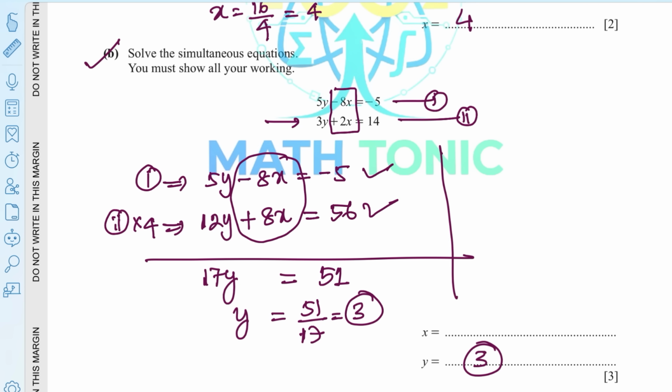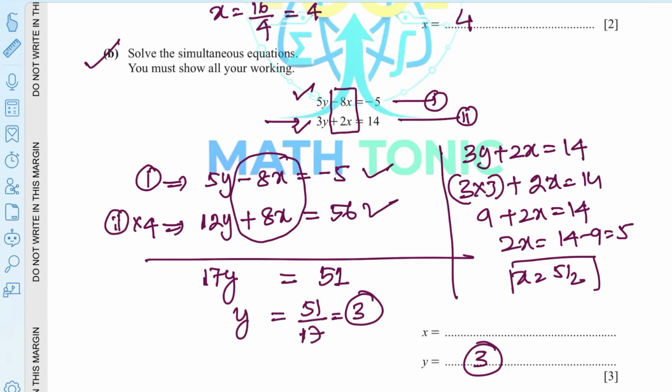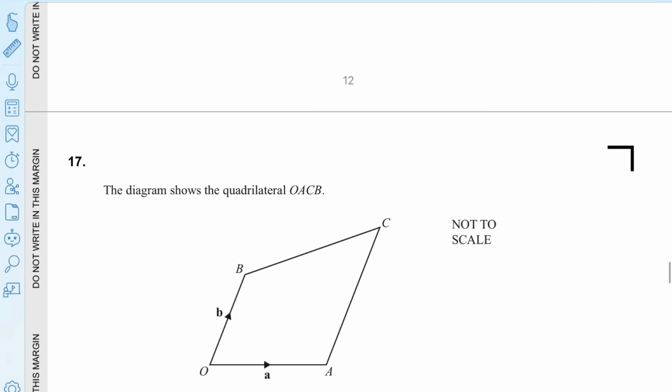So how do we find the value of x? Take any one equation of your choice. I am taking the second equation, 3y plus 2x equals 14, right? And for y we got 3, so 3 times 3 plus 2x equals 14. So 9 plus 2x equals 14. So we can say 2x equals 14 minus 9, which equals 5. Then x equals 5 over 2, or we can say 2.5. So yes, we got x equals 5 over 2 and y equals 3. Got it, everyone? Yes. Next.